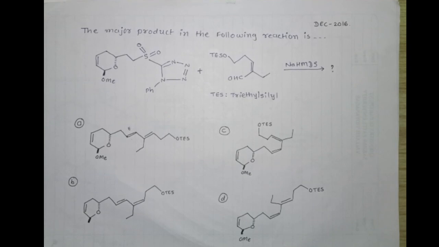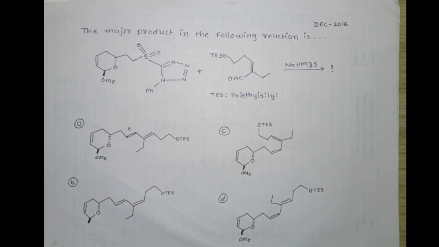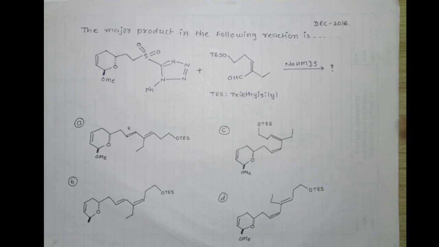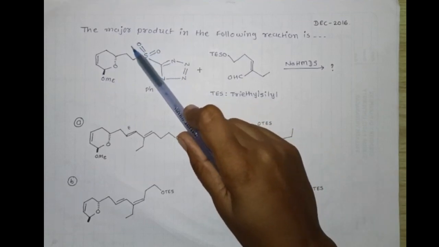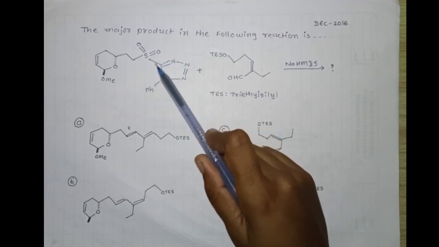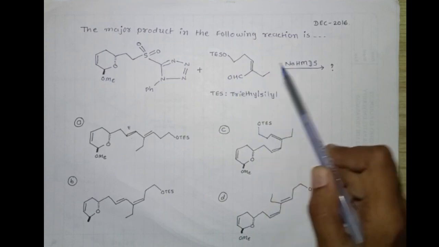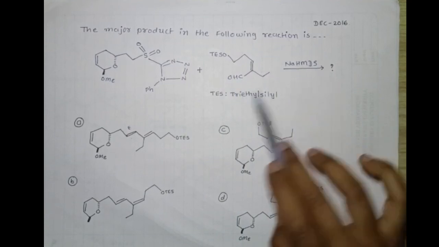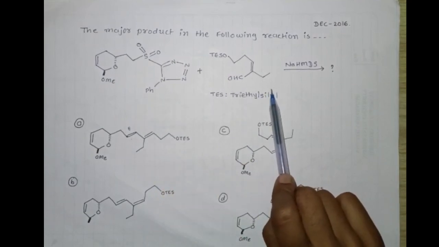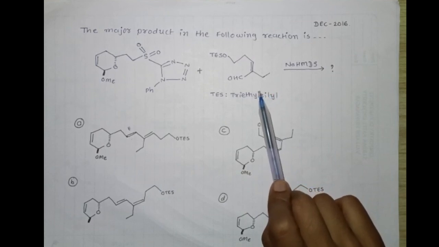Hello friends, today we are going to solve this question from NET December 2016. So here is this question. First of all we have to identify this reaction. Here we have a sulfone group and this is our 4 nitrogen containing 5-membered heterocyclic ring. Here it is our carbonyl compound and this is base. So from all this given information we can say that this is a Julia-Kocienski modification reaction.